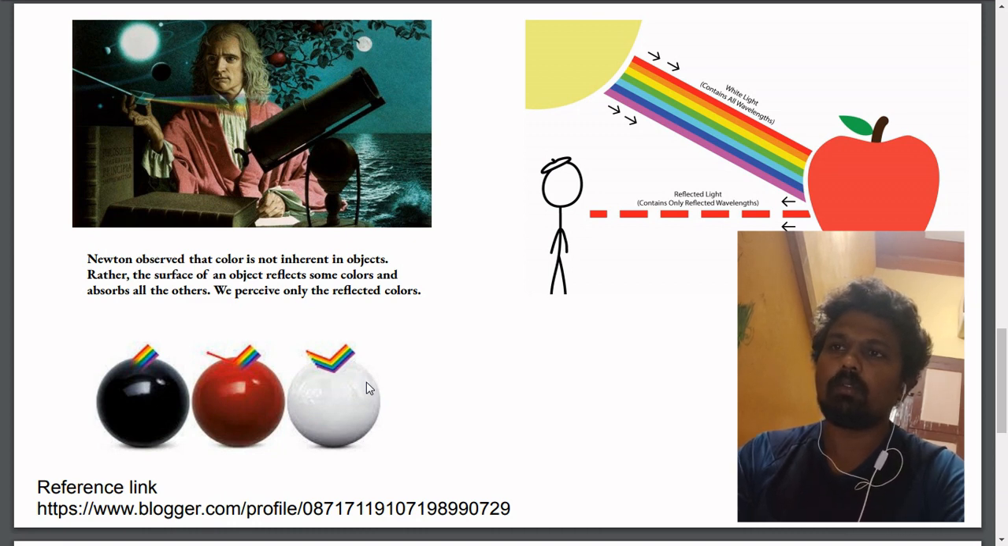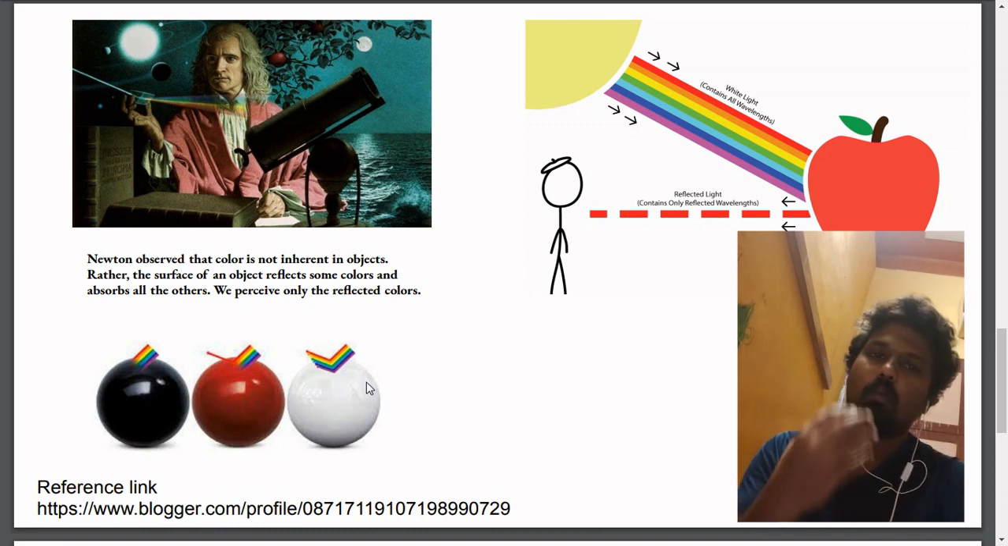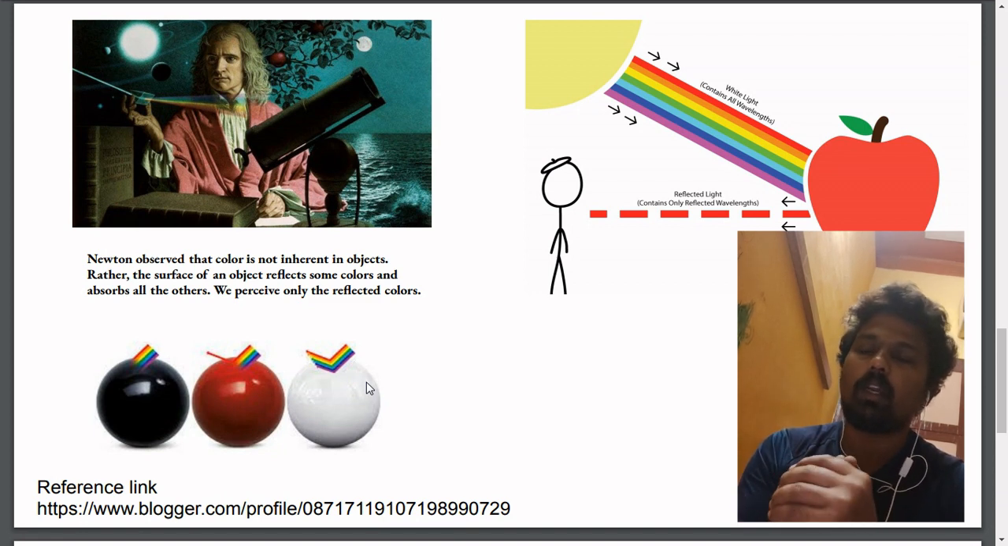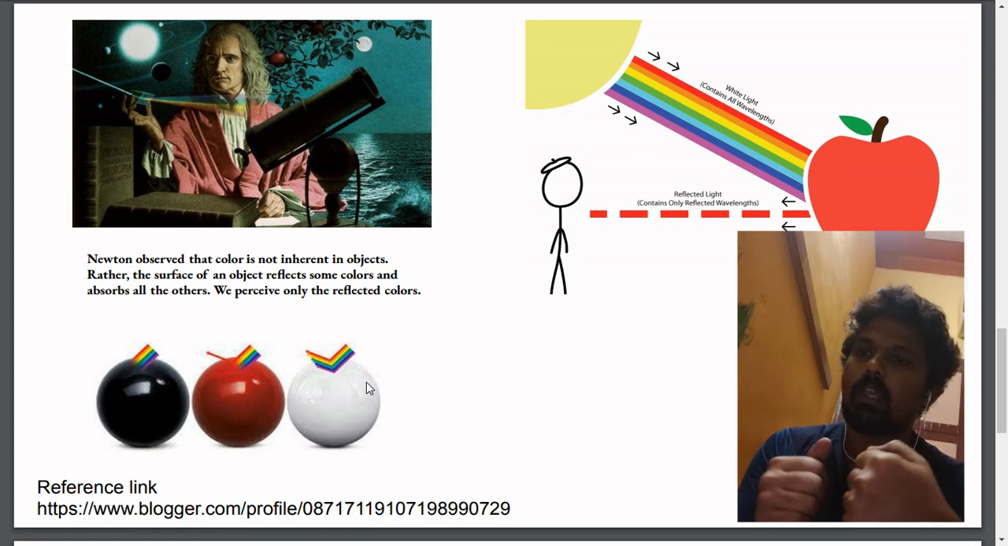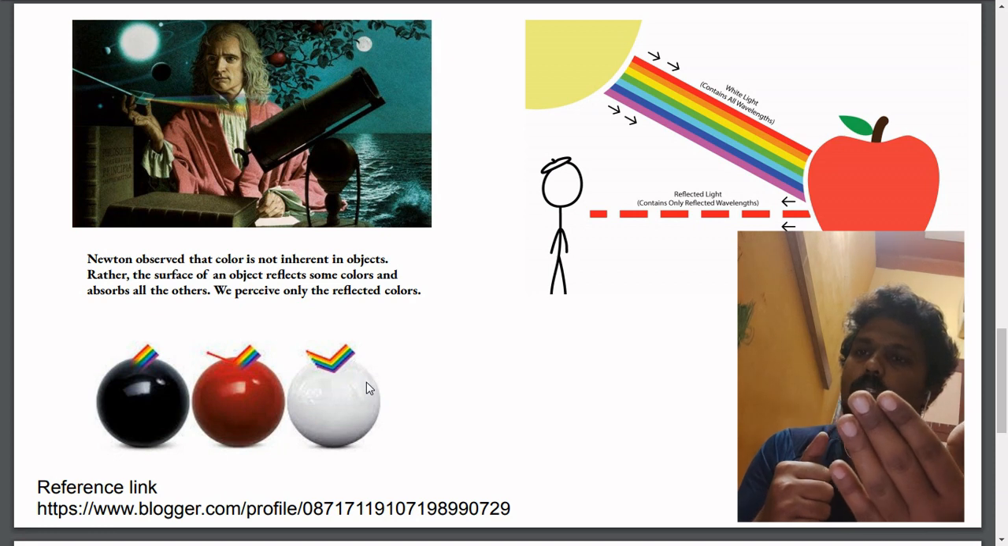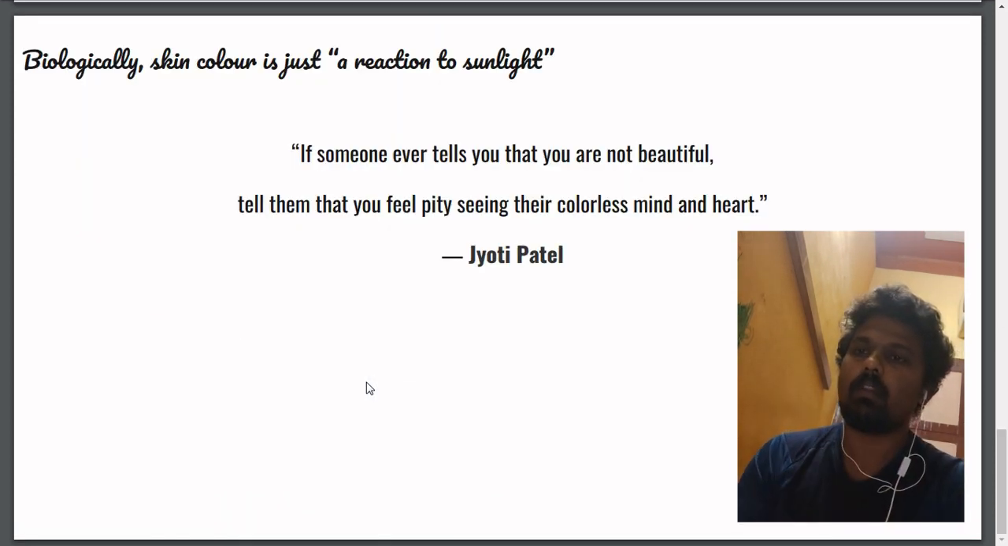This is how any object we are seeing has different colors. The object does not have inherent colors; the color comes from the light source which falls on the surface of the object. It is the color which is reflected back. That's the main concept here.